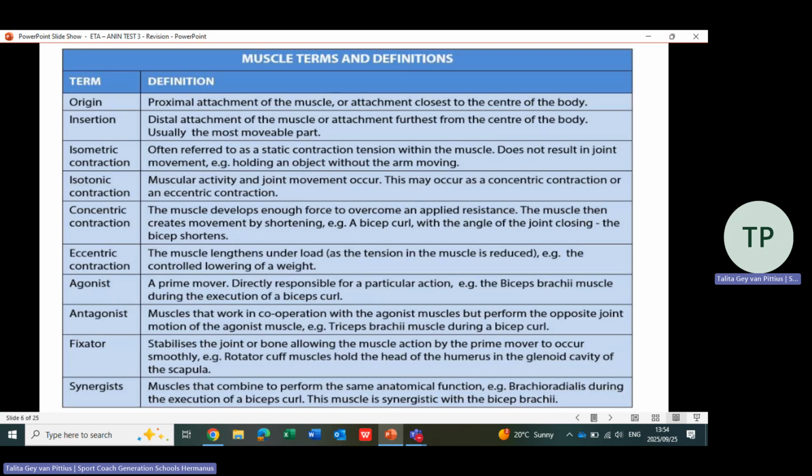Yeah, you also need to know what an agonist and an antagonist muscle is. What's the difference between the two? We need to talk about a fixator muscle. What is the function, the definition of a fixator muscle, and what is a synergist muscle?